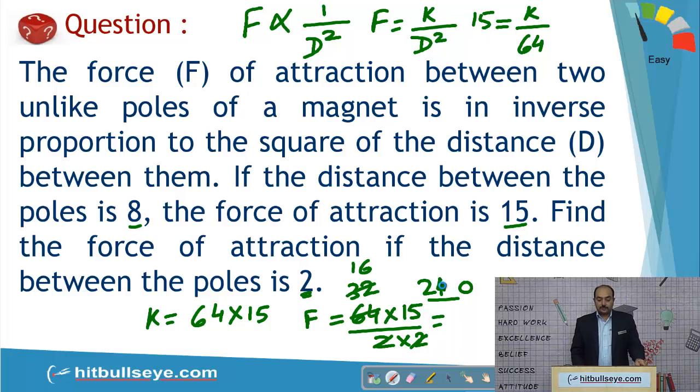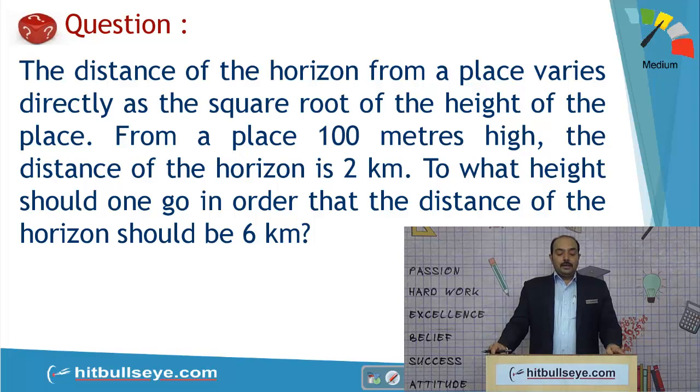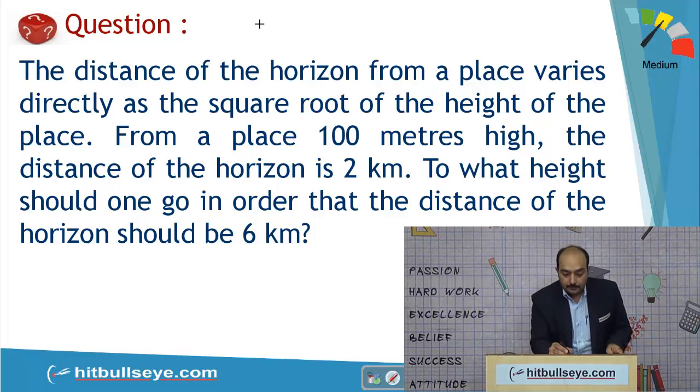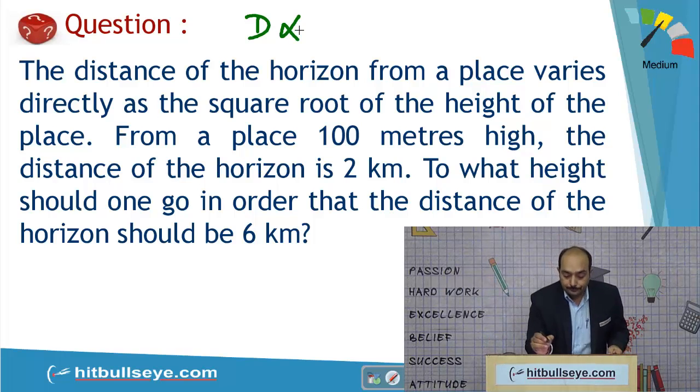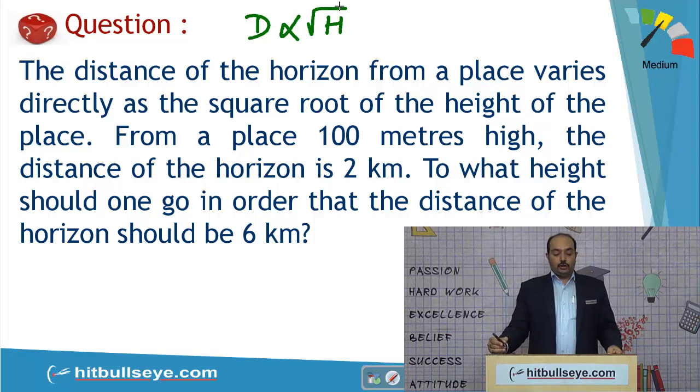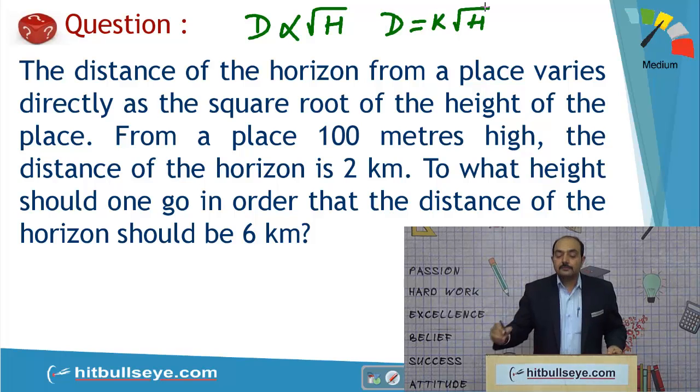Moving down to the next question. Distance varies directly as the square root of the height. So d is proportional to root h, which can be written as d is equal to k, the constant, multiplied with root h.